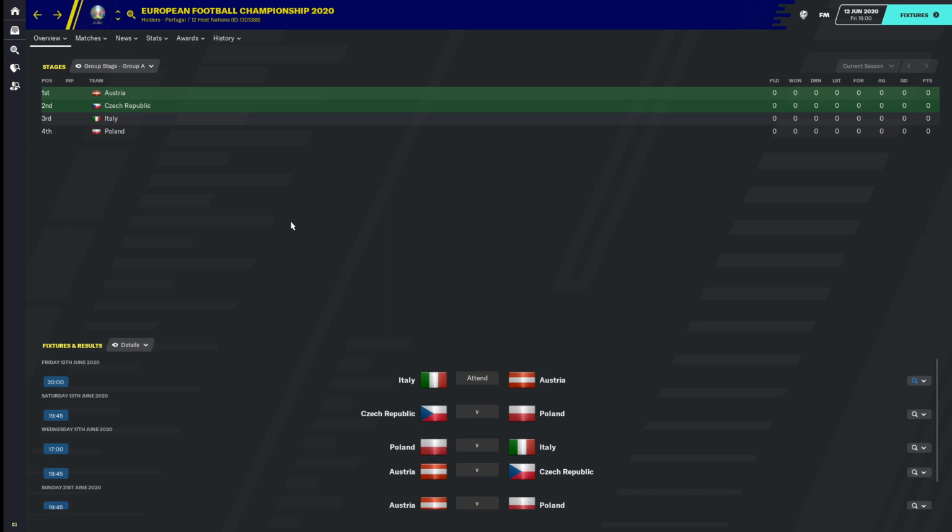Over the next few days, I'm going to be going through each group, going through the team, how they got here, and the squad that they are taking to the Euros. So today is Group A. We're going to go through the 4 teams in Group A, and then the next video will be Group B, and so on and so forth.